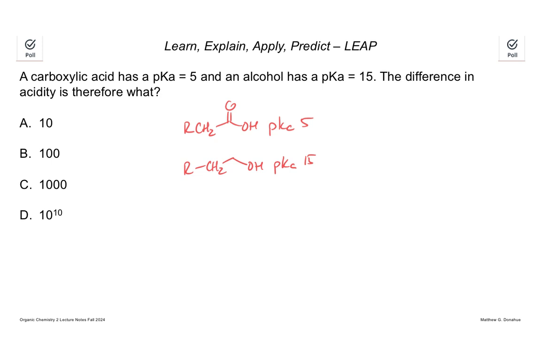Another important difference about the OH group in an acid versus an alcohol, even though they're both OH: the acid's pKa is 5, and so that is 10 to the 10 times more acidic than an alcohol. And as we learned in Organic 1, the reason for that is that the negative charge of the conjugate base is delocalized through resonance.